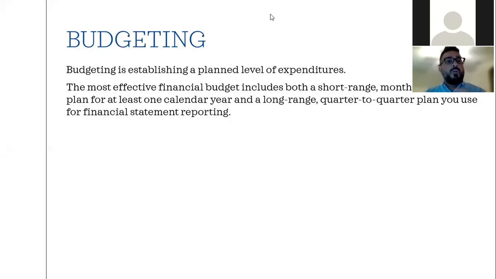Okay, so very quickly, what is a budget? Budgeting is establishing a planned level of expenditures. Now, the keyword here is planned. We don't just put numbers down because. We put numbers together because we have a plan.